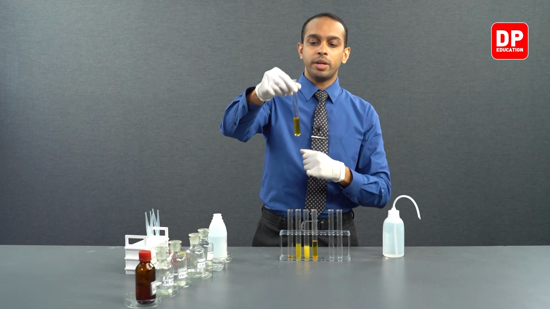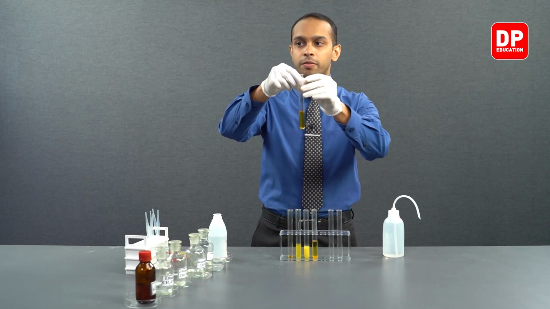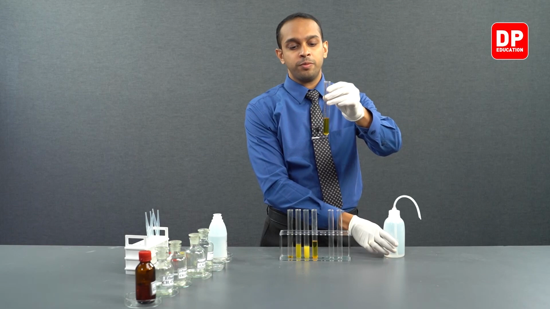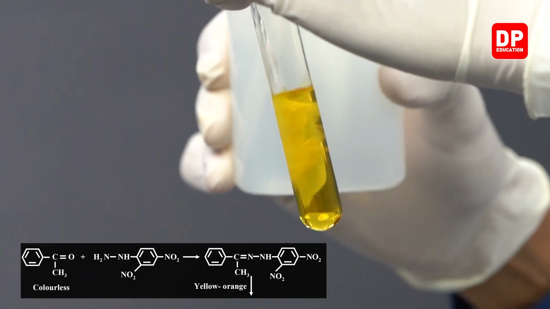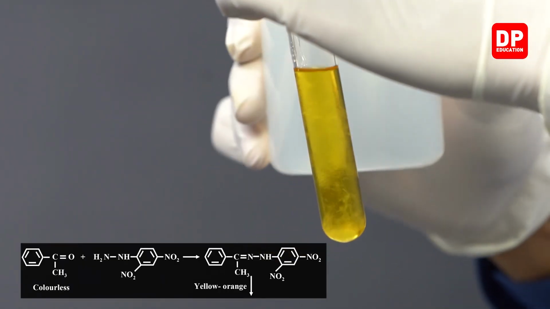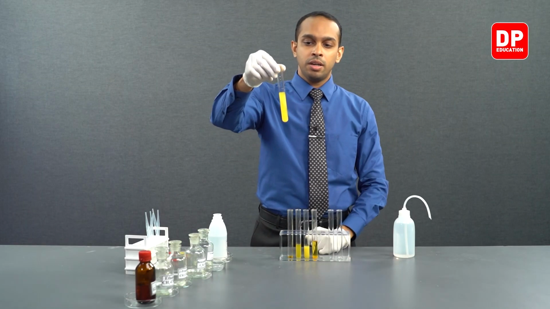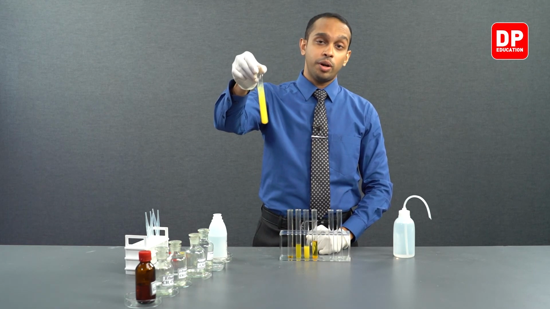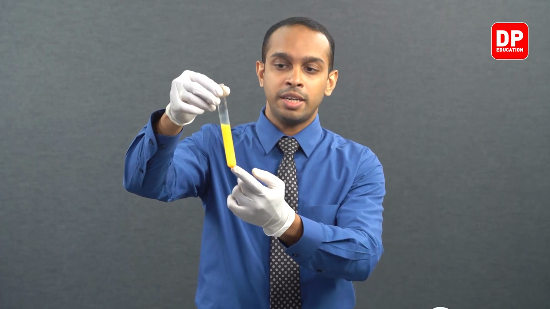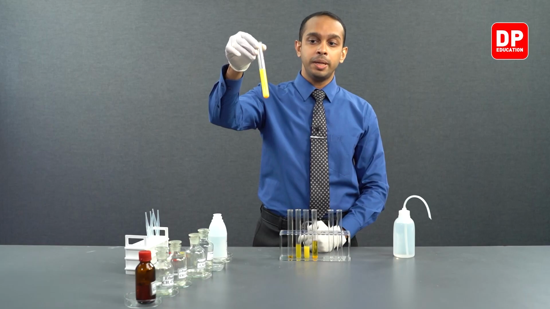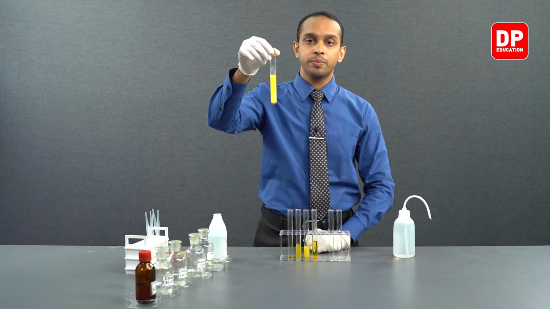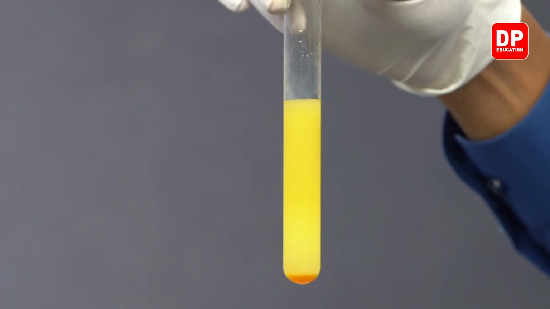You can see upon addition of 2,4-DNP, the color of the solution changed. We'll have to add a little bit of water to see this clearly. So we'll add a little bit of water here. Now we can see the formation of the yellow-orange color precipitate very clearly. At the bottom you can see that it's starting to accumulate there as well. So acetophenone, in the presence of 2,4-DNP, will be forming a yellow-orange precipitate as well.